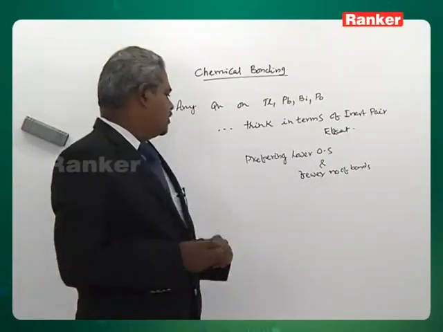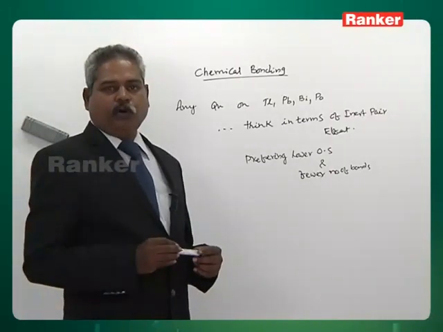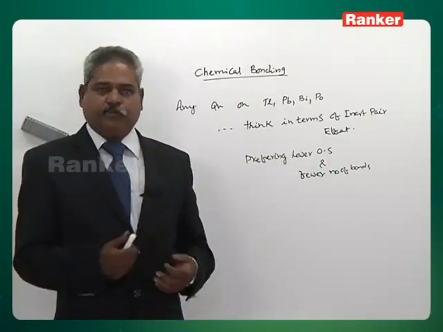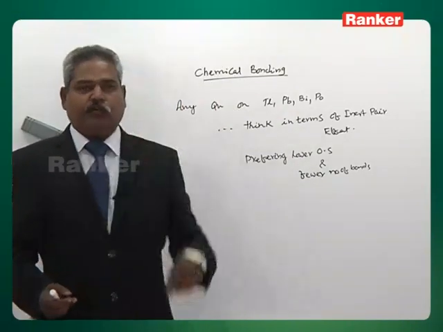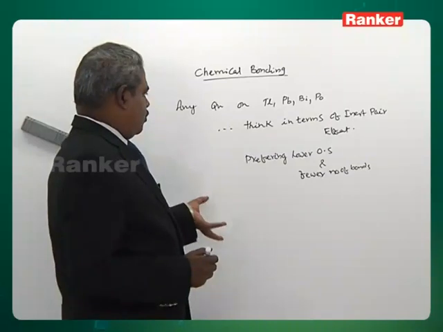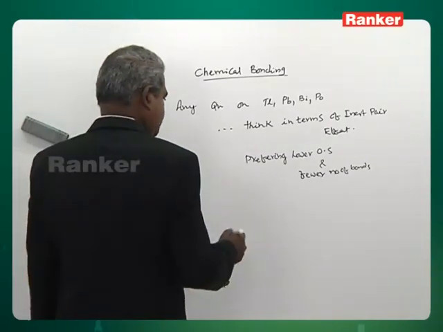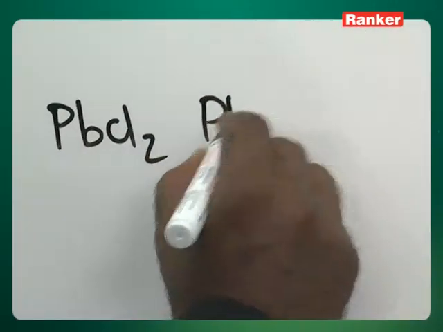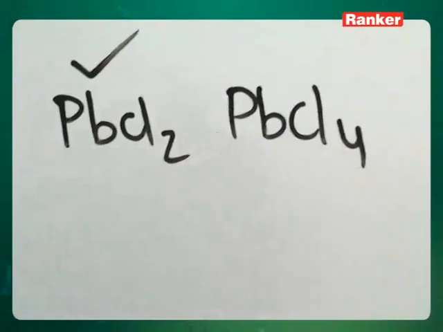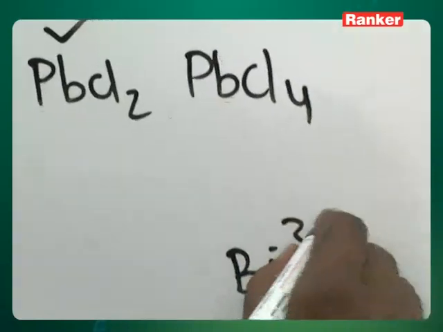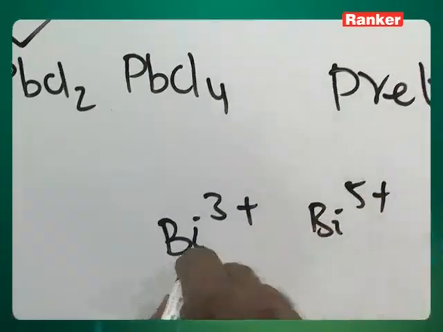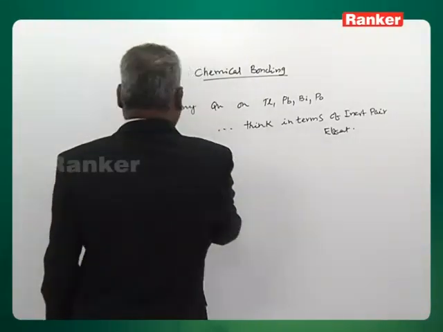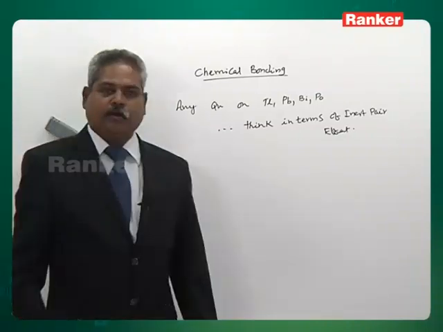Preferring lower oxidation states and fewer number of bonds is called inert pair effect. Preferring. It doesn't mean that they can't form five bonds. Bismuth can form five bonds, but it doesn't prefer to form five bonds. Okay, let's see why. Between PbCl2 and PbCl4, lead prefers PbCl2. Between Bi3+ and Bi5+, the lower oxidation state is preferred by bismuth. Thallium, lead, bismuth, polonium, they all prefer lower oxidation states and fewer number of bonds.